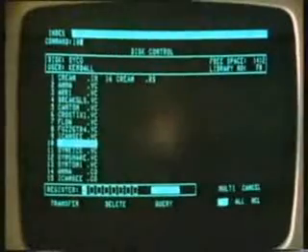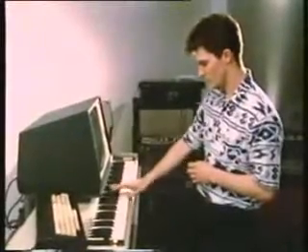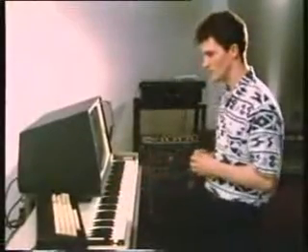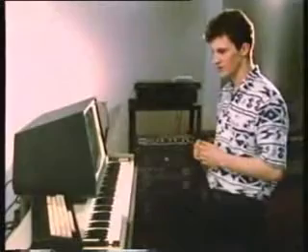Or this kind of sound, which is quite a famous sound. It's called Orc 2.